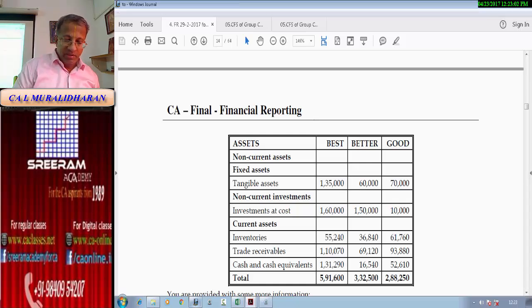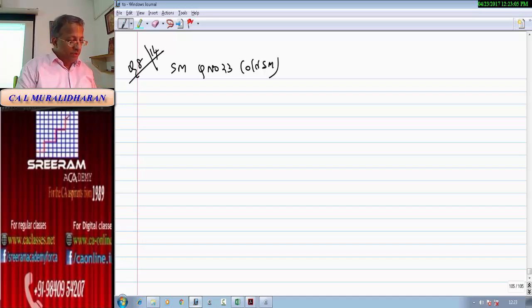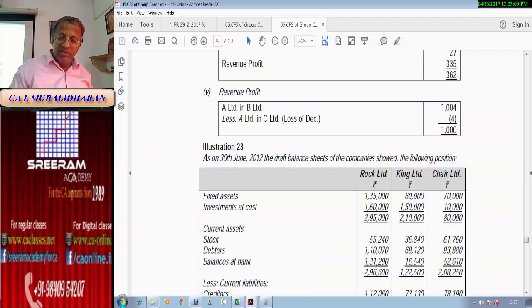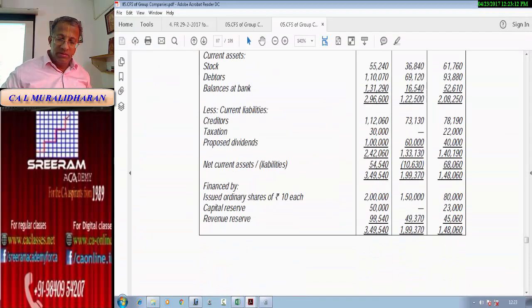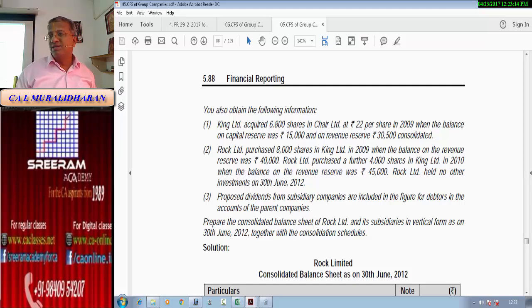Okay. Now, if you take up the problem for discussion, only 3 adjustments that we have. The last adjustment, proposed dividend, we will simply ignore. The background that you have, proposed dividend is not an adjusting event, therefore we will simply ignore that by putting a note. It is a problem where Better Limited acquired in Good Limited 6,800 shares very long time back.